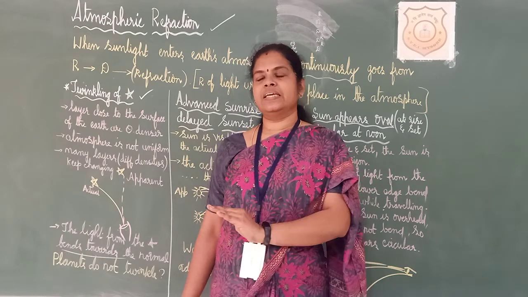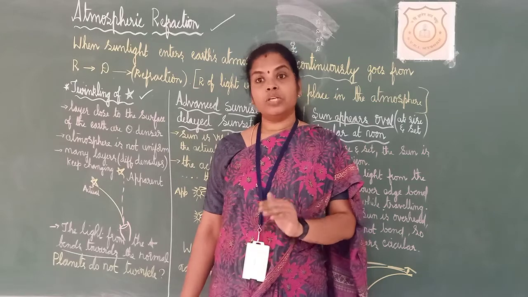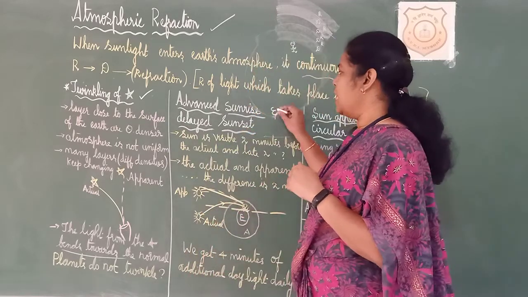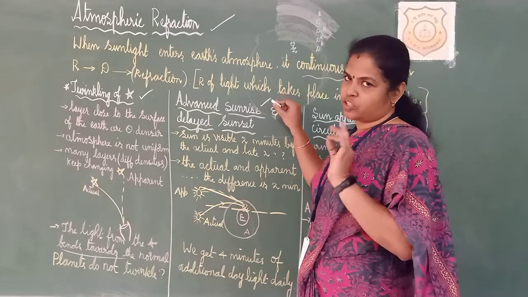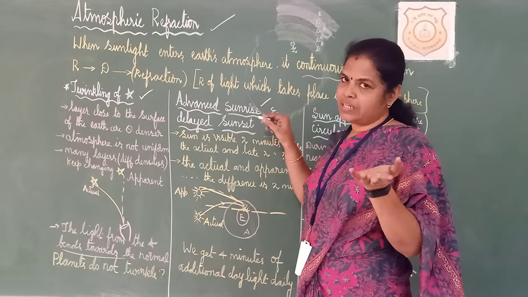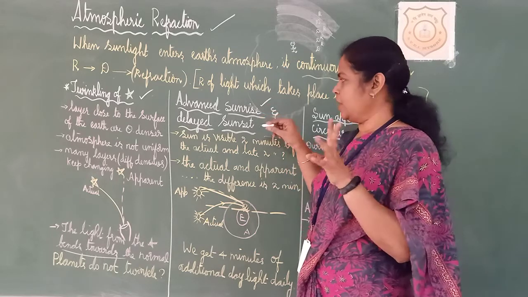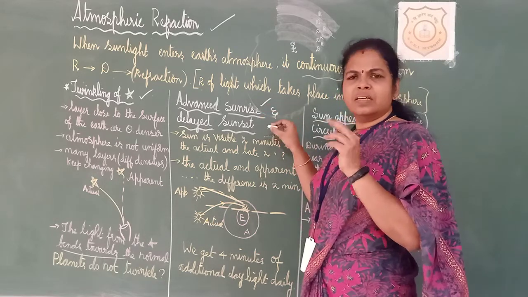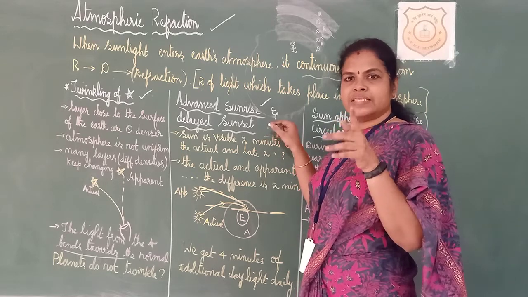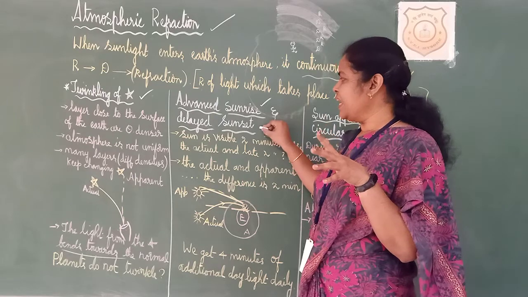Actually, the sun is setting at 6 o'clock, but you will see the sunlight till 6:02. So that is advanced sunrise. Actual sunrise is 5:30, but you are seeing it at 5:28. So advanced 2 minutes. Okay. Delayed sunset. At 6 o'clock the sun is setting, but you can see the sunlight till 6:02. So what is happening? Delayed sunset.